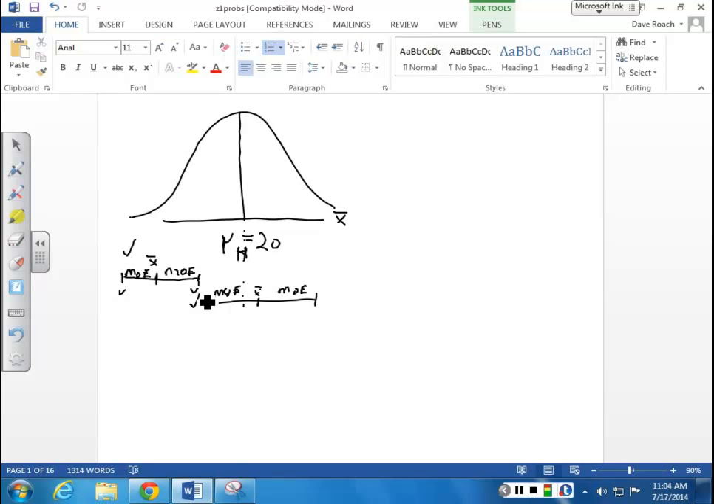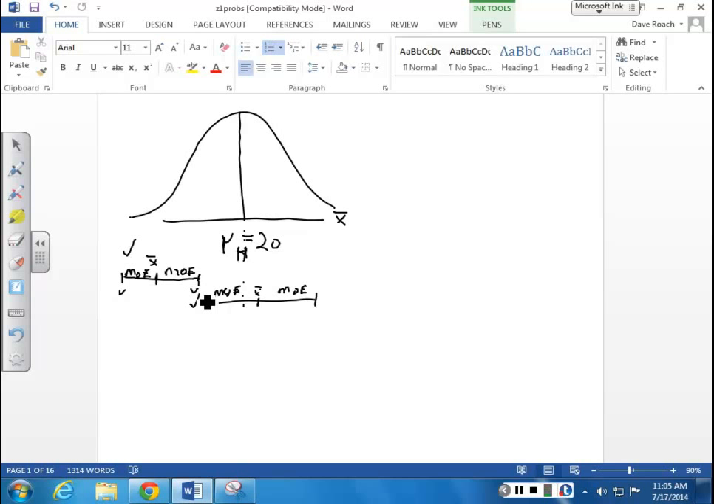MOE, margin of error. Some books call it M, some call it E. I happen to be a Three Stooges fan, therefore it's MOE. So that's one approach, confidence interval. The two other approaches, critical value approach and p-value approach, are essentially the same. They're just sort of, I don't know if you want to call it inverted or mirror, but related for sure.